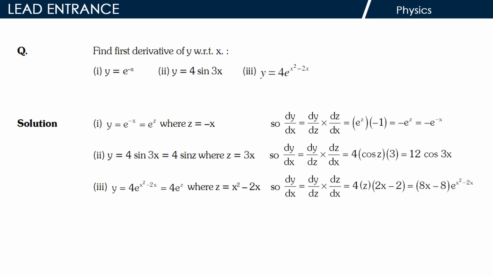Third equation: y is equal to 4a to the power x square minus 2x, which is equal to 4a power z, where z is equal to x square minus 2x. So dy divided by dx is equal to dy divided by dz into dz divided by dx, which is equal to 4a power z into 2x minus 2, which is equal to (8x minus 8) a power x square minus 2x.